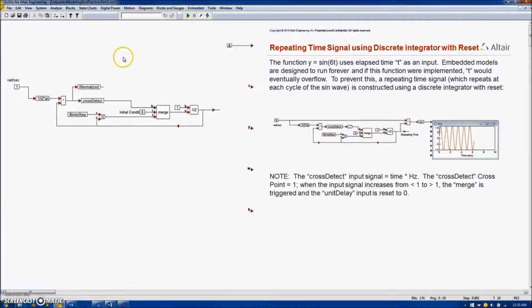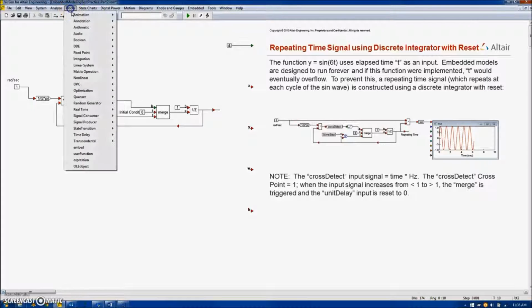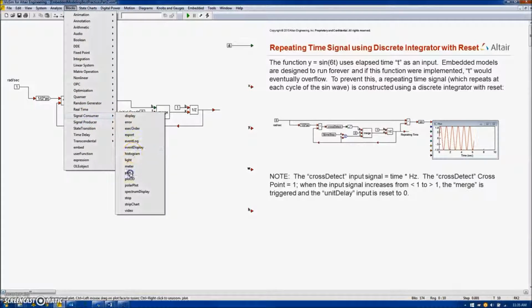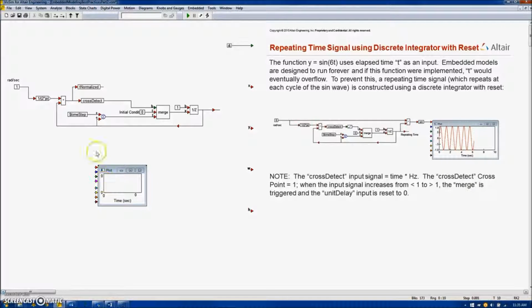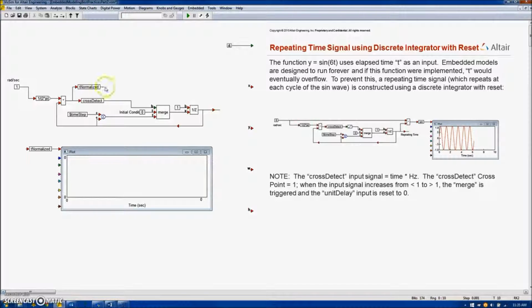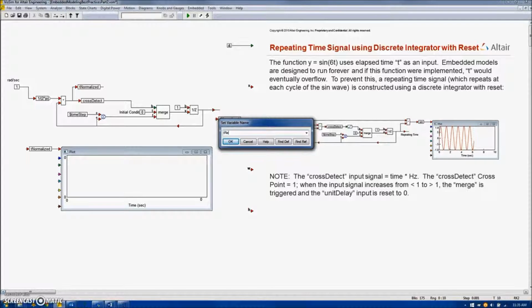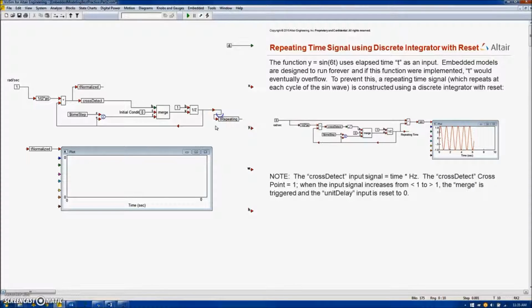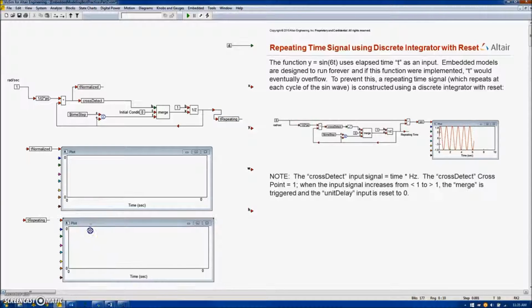Let's take a look and see how this behaves. I'll get a plots box, place it on the screen, and I will plot out t normalized. And I will also plot out what will become our repeating time signal, which is this signal here. I'll call it t repeating. And we'll plot that in a separate plot box right underneath it.